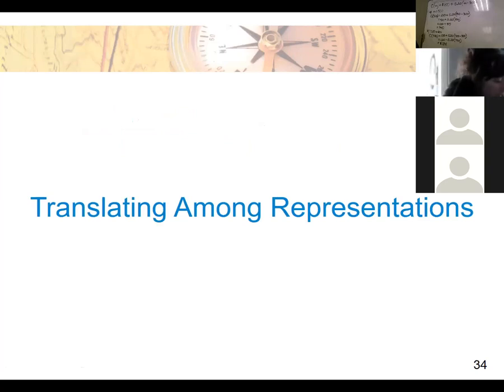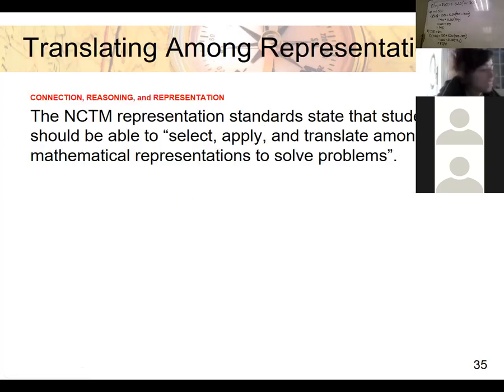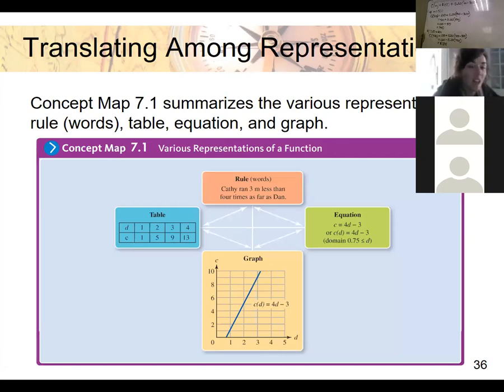Move this up, because that's what it is, just translating among representations. That's the next thing we'll look at. And these are just the NCTM standards. All right, this map represents the various representations that are in rules or in words, as a table, an equation, and as a graph. So here you can see the one that's in pink is the rule that is in words. Kathy ran 3 miles less than 4 times as far as Dan.